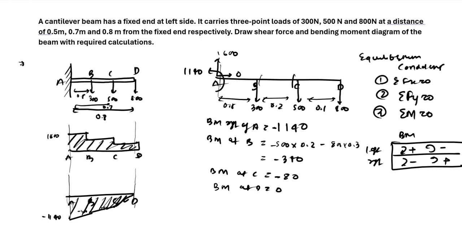This is how you can draw your bending moment diagram. Because there is no distributed load between, the connection will be a straight line and not a parabolic variation of bending moment between any two points. So there will be a linear variation only.